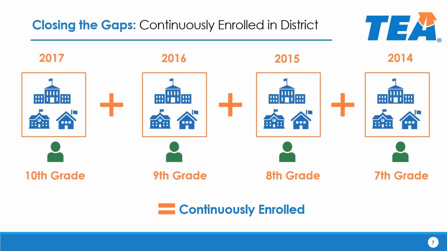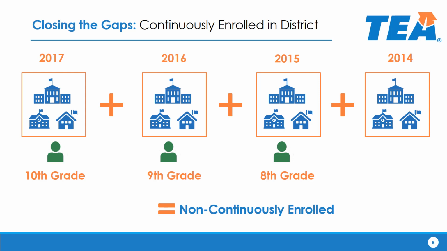So each of those orange boxes with the 3 buildings inside represents a district. Reading from left to right, we look at 2017, and the student is in the district on the snapshot date. So we look back at each of the previous 3 years for a total of 4. Last year in 2016, the student was in 9th grade in this district. In 2015, the student was in 8th grade in this district. And in 2014, the student was in 7th grade in this district. Therefore, this student is considered continuously enrolled.